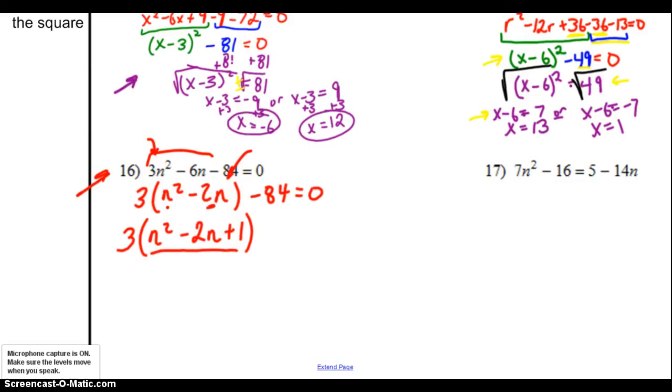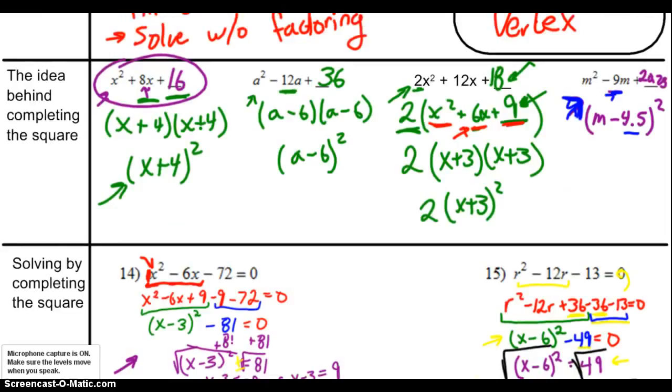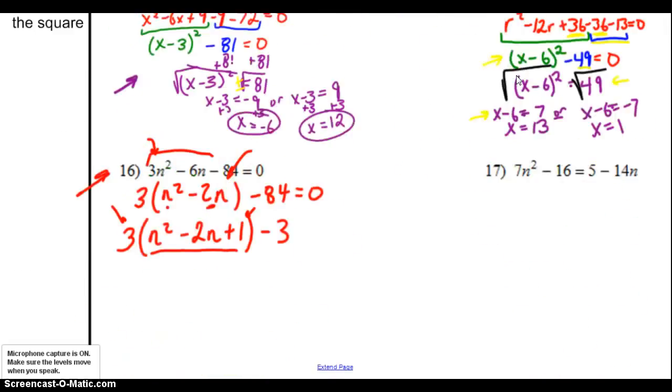But the issue is I just added 1, so I've got to subtract 1. But I added 1 inside these parentheses. So outside the parentheses, I've got to subtract not 1, but 3, because it was being multiplied by that 3. Just like above, when we did this problem, and we added the 9 inside the parentheses, and we had to add the 18 outside the parentheses, same thing is going on here. To keep the equation balanced, if we add a 1 on the inside, that means we have to subtract a 3 on the outside. And of course, the rest of the equation just fills in right there.